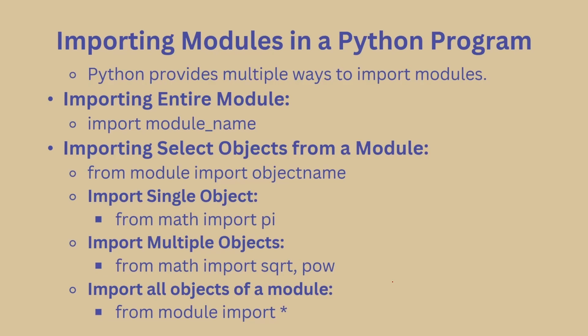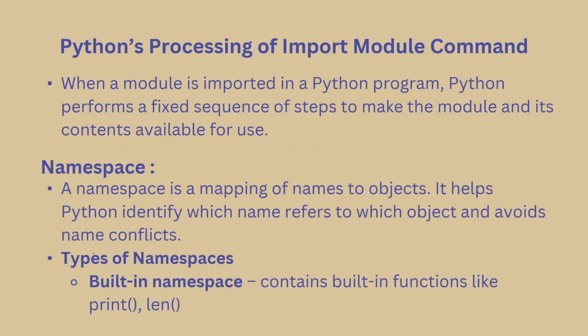Import all objects. So for a module, we say import star. So when we say import star, it imports all the objects of a module. So this is how we do it. And in order to import the entire module, we simply say import module name.